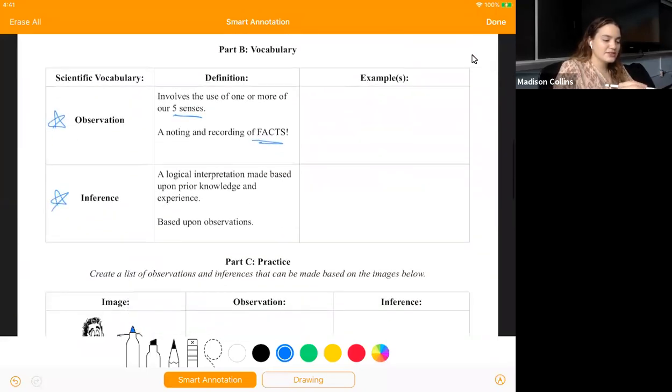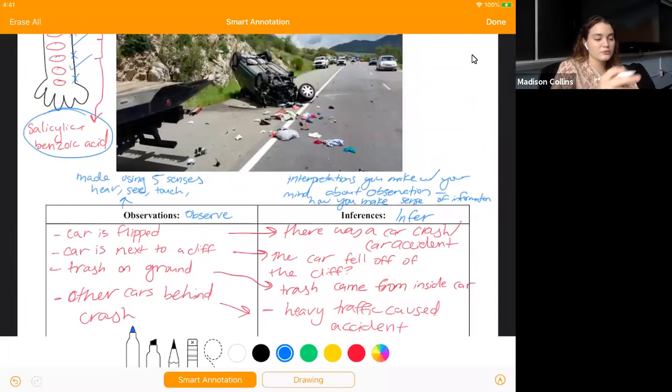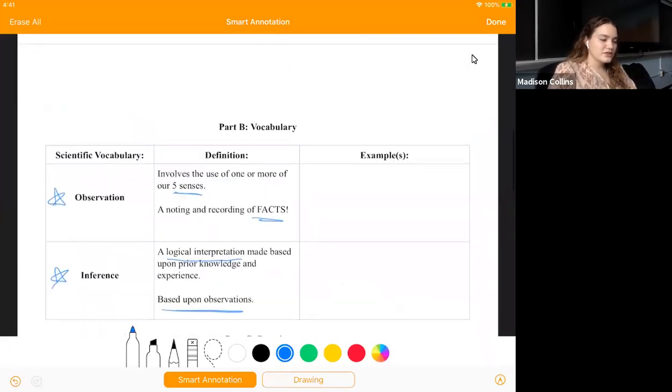And inferences are going to be logical interpretations made based upon prior knowledge and experience. And those are based upon your observations. So all of these inferences are interpretations of those observations. I don't know for sure that these things happen, but based on prior experiences and based on my observations, I can infer that's what happened, okay? So let's do another example.